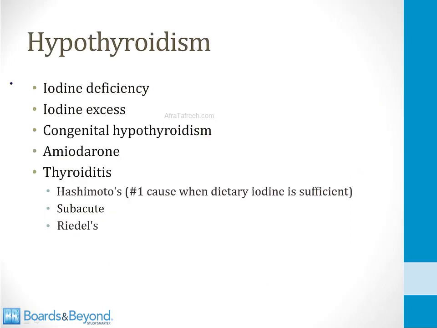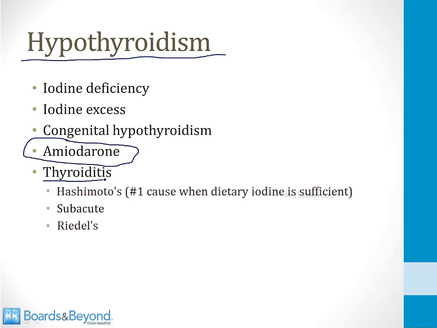Now we're going to move away from hyperthyroidism and talk about hypothyroidism. All of the items shown on the screen here can cause hypothyroidism, and we'll talk about each of them in the next few slides. Note that amiodarone can cause hypothyroidism in addition to hyperthyroidism. We'll talk about why in a minute. Note also that I've listed the causes of thyroiditis on this slide. As I told you before, thyroiditis can initially cause hyperthyroidism, but eventually it always leads to hypothyroidism.